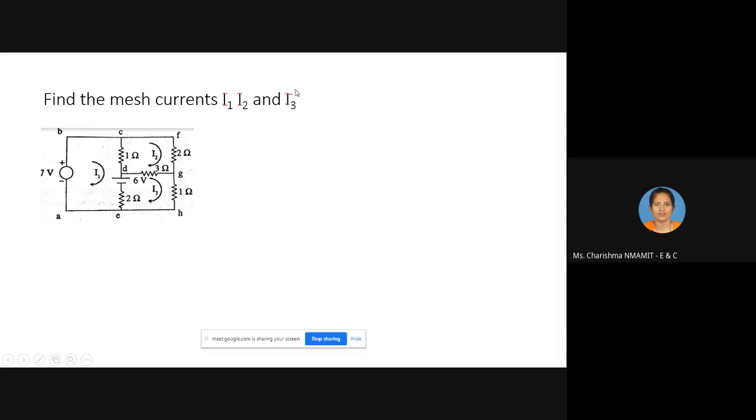Here you have three meshes. The current orientation is given. You write the KVL equation for mesh 1, mesh 2 and mesh 3 so that you will get three simultaneous equations. Solve those three equations in order to get the values of I1, I2, I3.